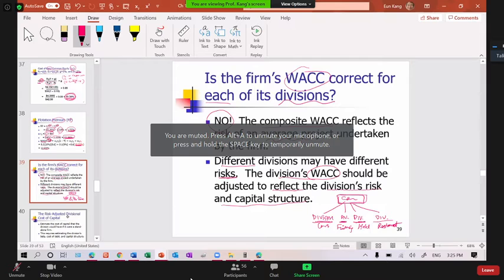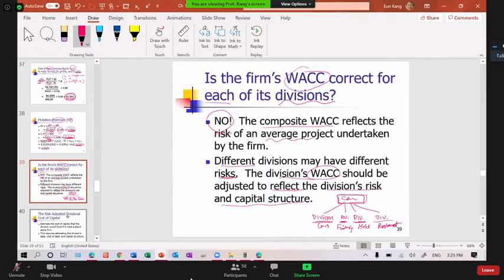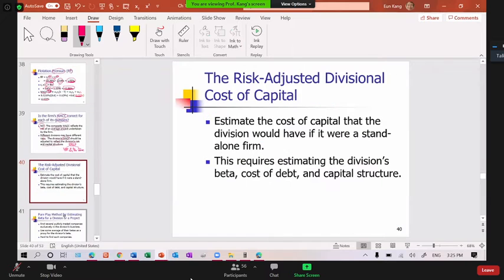So the correction is that you have to use the risk-adjusted divisional cost of capital. So that is important, okay? You have to make sure that your division has its own cost of capital, reflecting the division's risk, right? So that is very, very important.